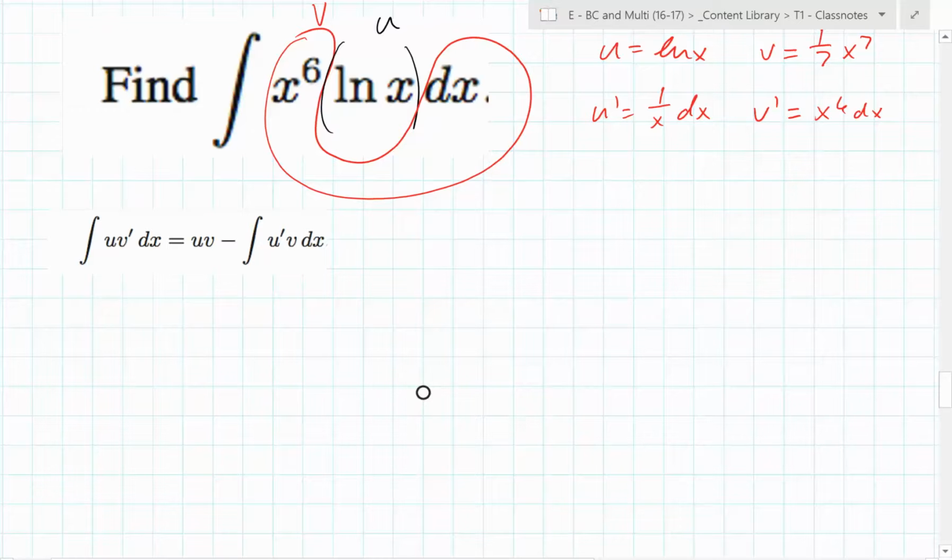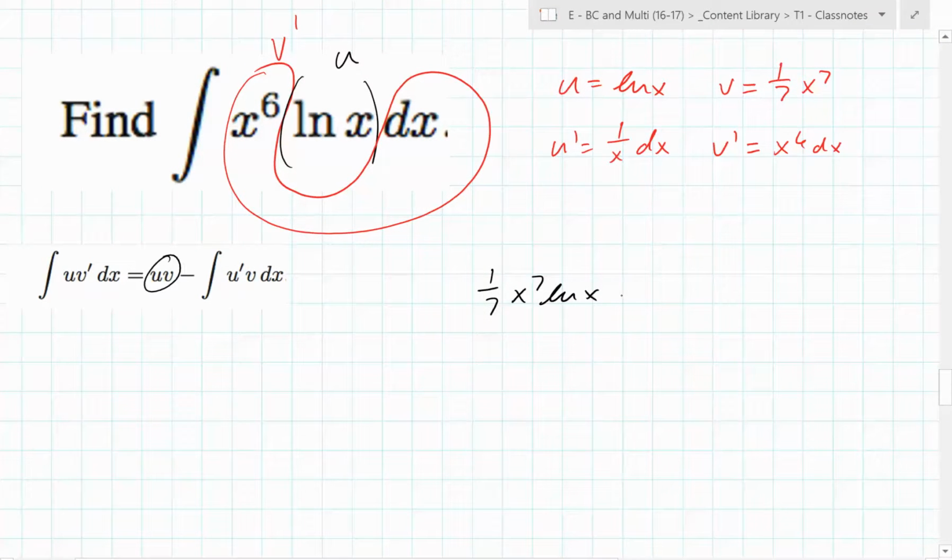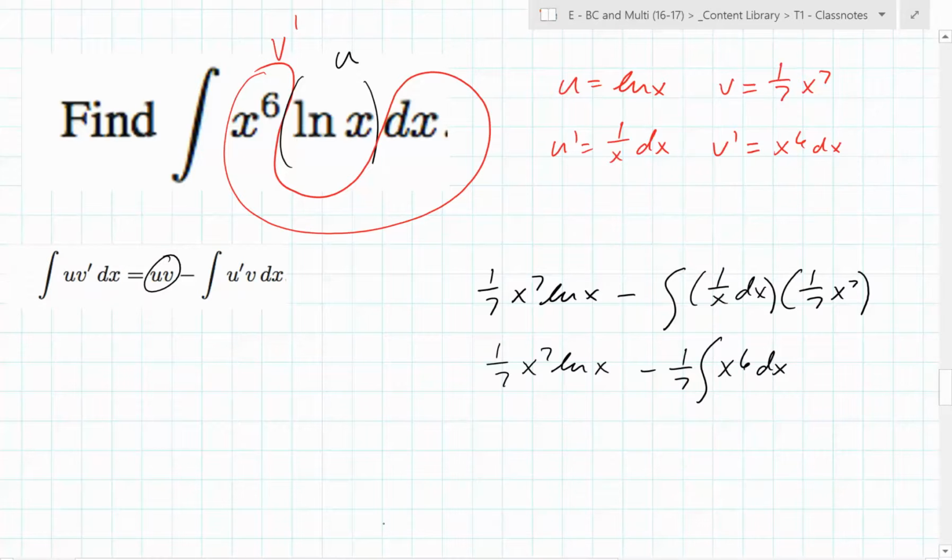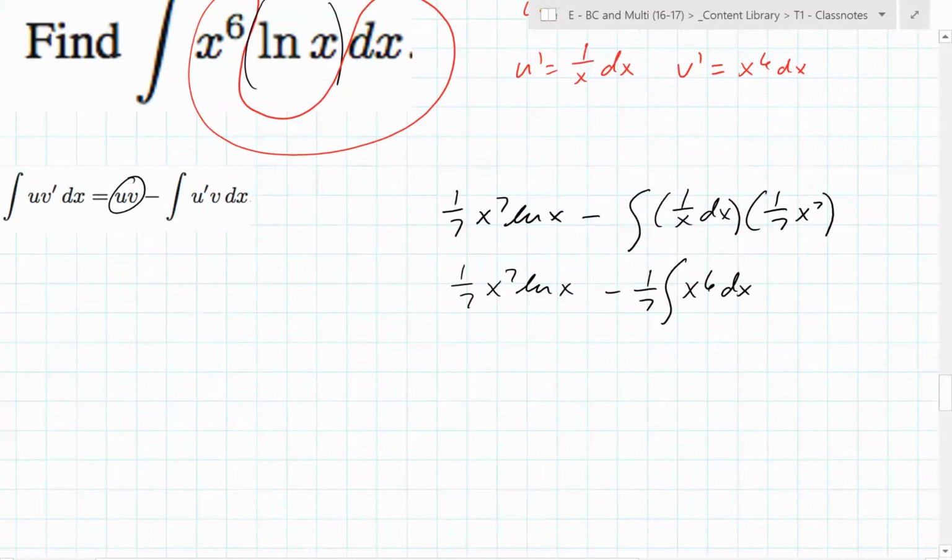So in this case, what are we going to end up with? We're going to end up with 1/7 x to the 7th ln x. That's our u times v. That's this part. And we're subtracting the integral of u prime v. So what is u prime? It's going to be 1 over x dx times v, which is 1/7 x to the 7th, excuse me. So if you do out some algebra, it jumps to something that's pretty easy to integrate.